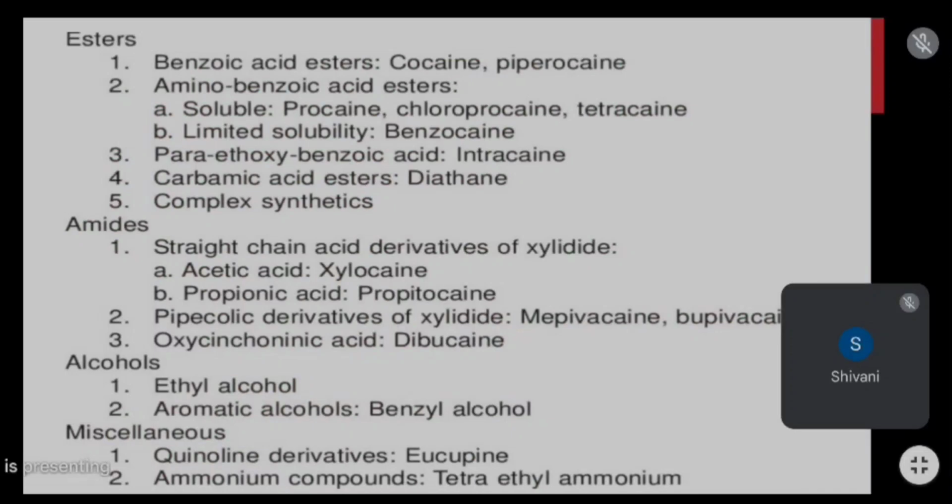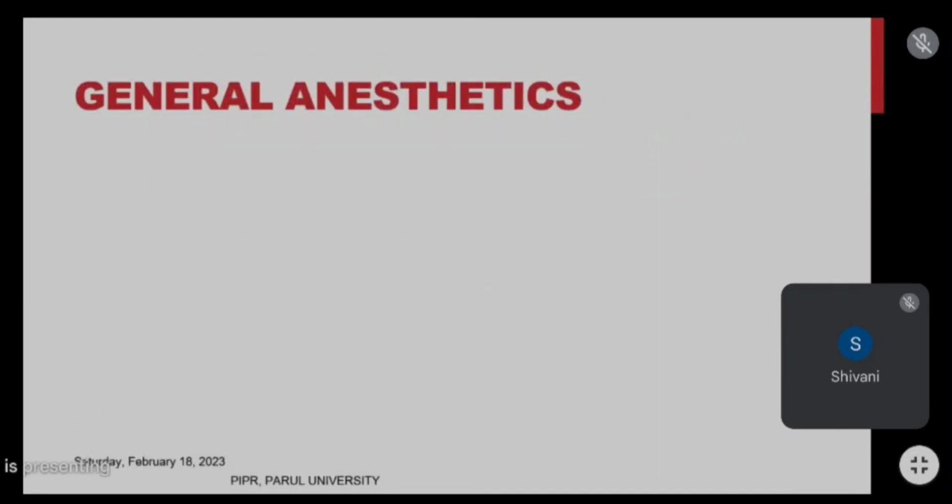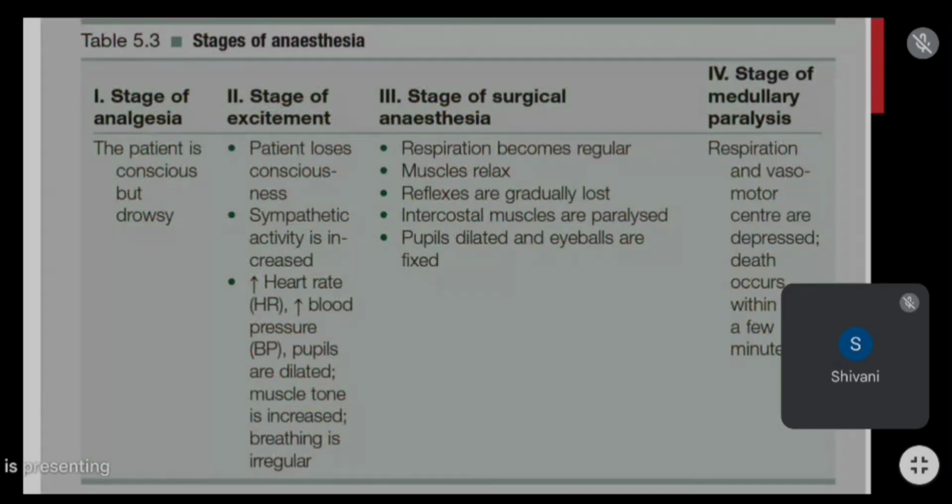And see, these are local anesthetics. ये local anesthetics के बारे में डिटेल में अपन बाद में पढ़ेंगे. Okay, I'll explain each and everything in detail. Why local anesthetics are used, why not general anesthetics. So I will explain about stages of anesthesia and I'll stop here. My larynx is not supporting.